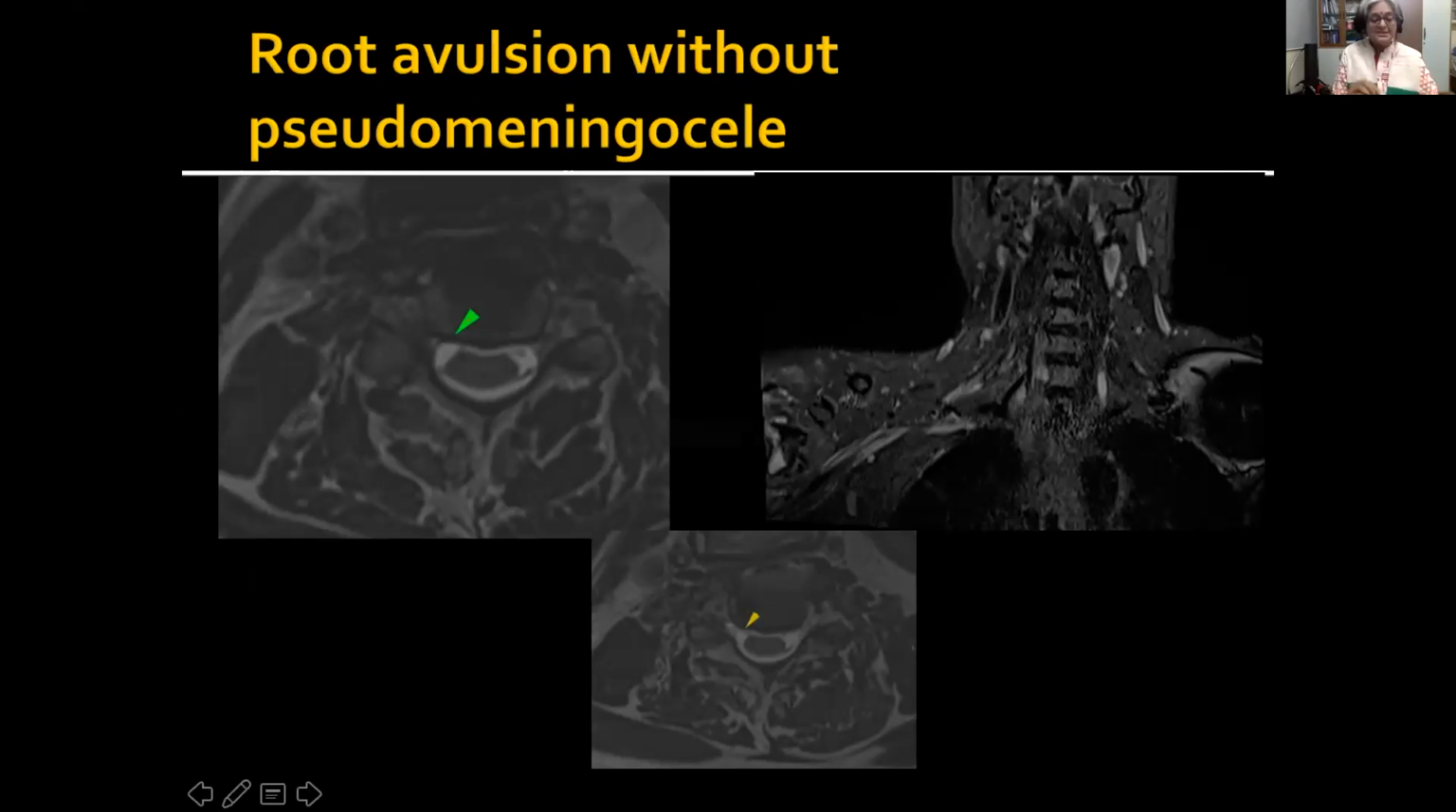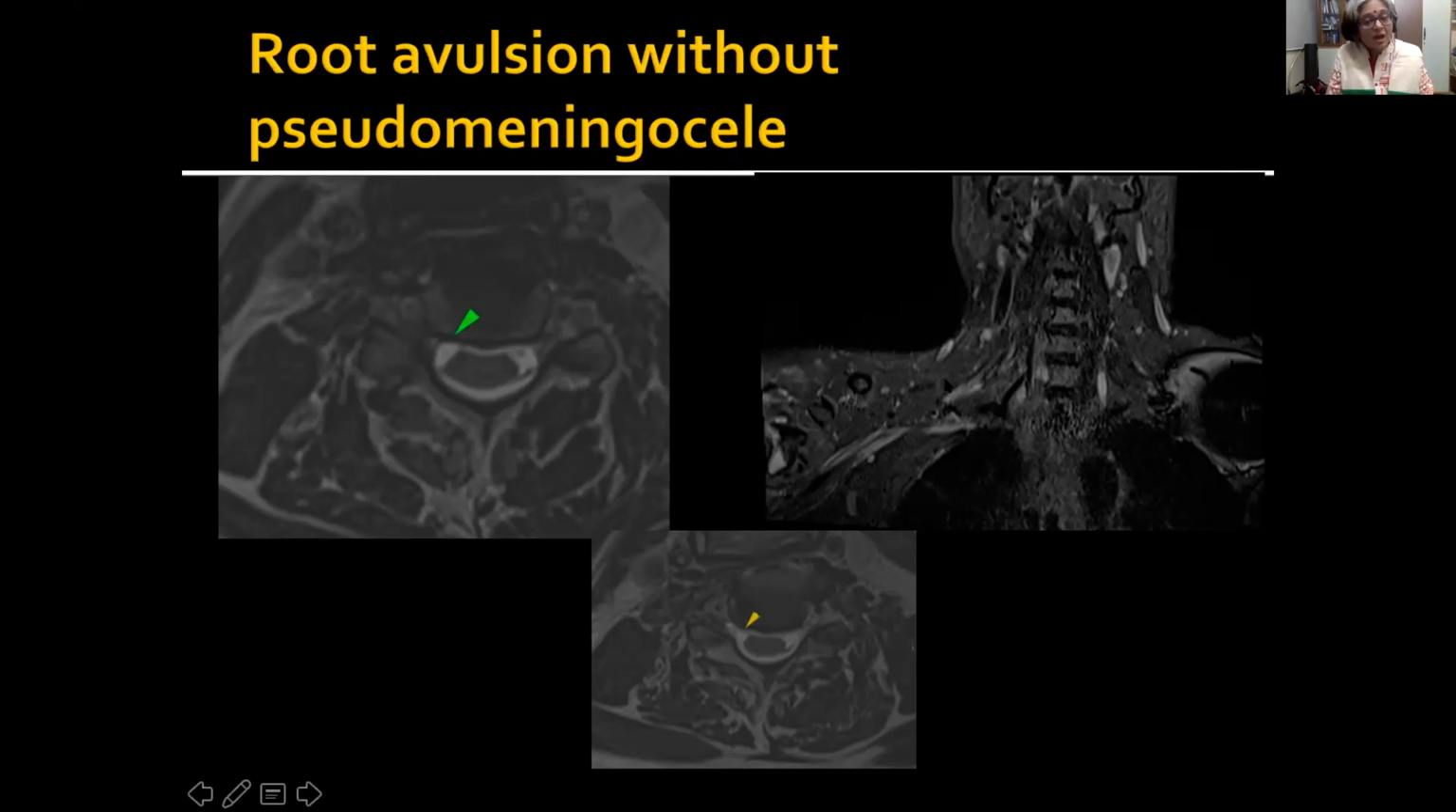Now, this is the tricky one, where when you look carefully, you can see the roots. You can see roots on the left side, but on the right side, you do not see any root at all. That's why you need thin sections. That's why you need a good T2 3D sequence. And here you could see some signal.